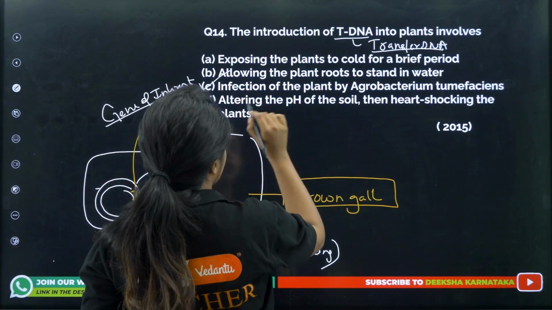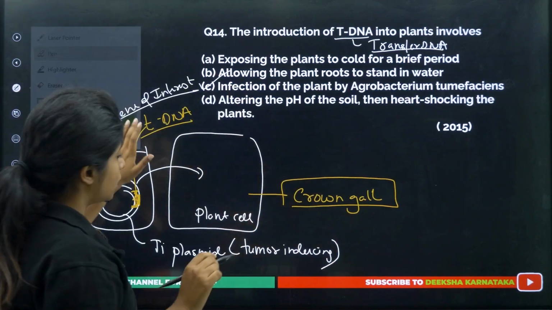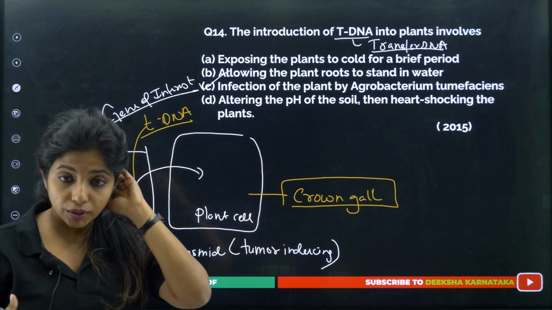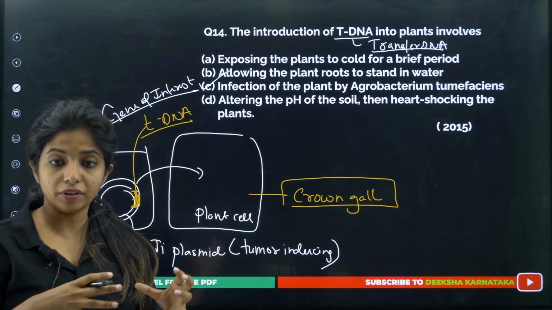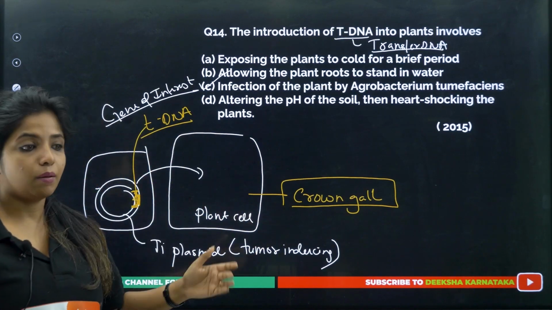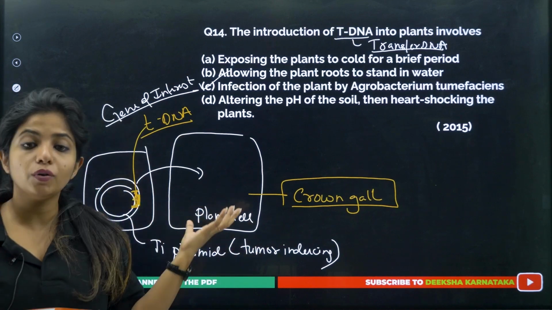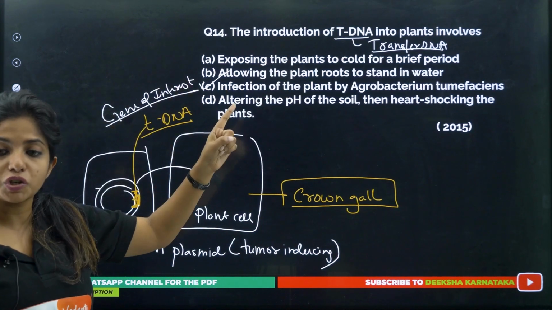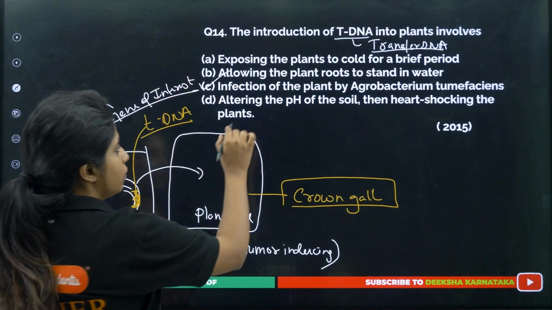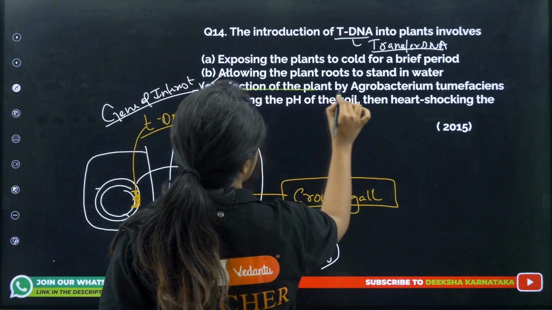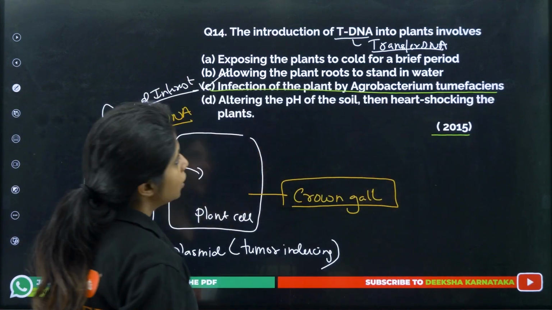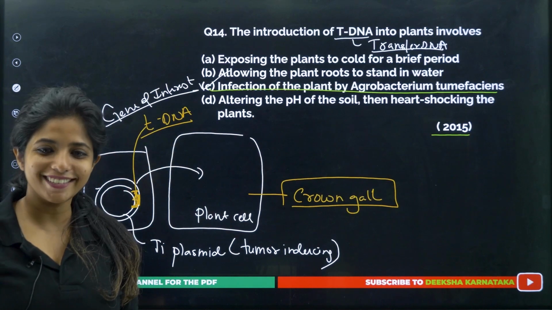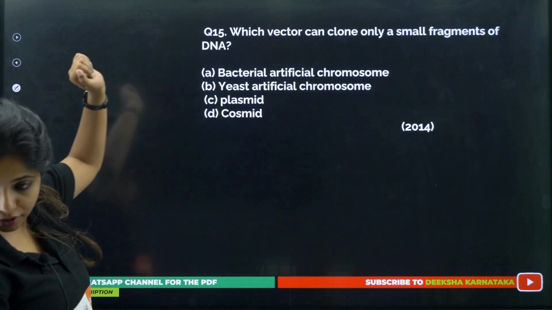Okay. So, do not get confused, like there's a thing that how do we put our gene of interest in the host cell by electroporation, by heat shock treatment. Don't go in that particular line. They specifically are talking about tDNA, so it has to be Agrobacterium tumefaciens. So, infection of plants by Agrobacterium tumefaciens is the correct answer. This came in NEET 2015. Cool. Now, let's go ahead with the next question.